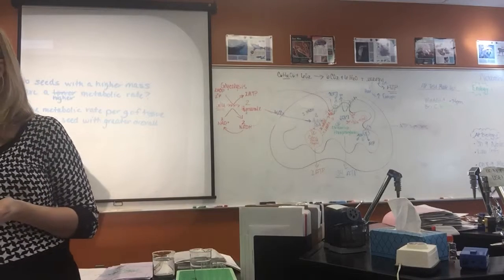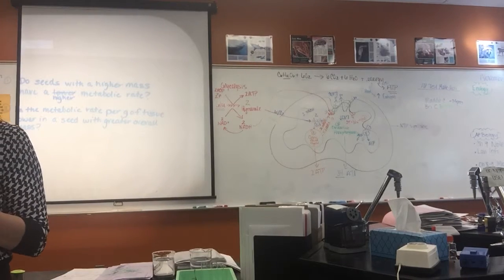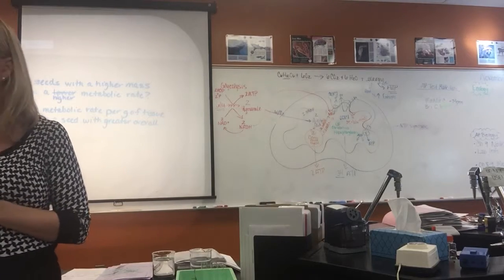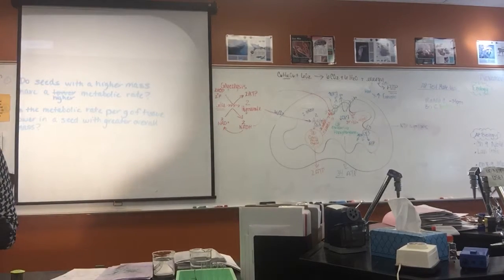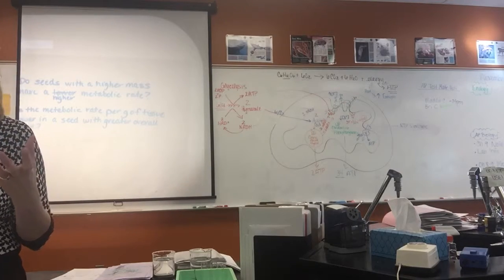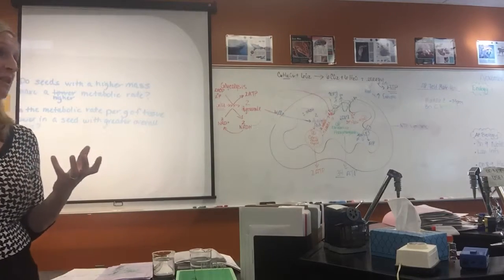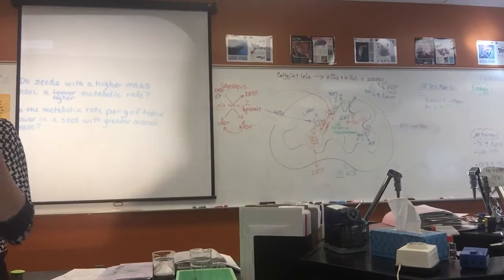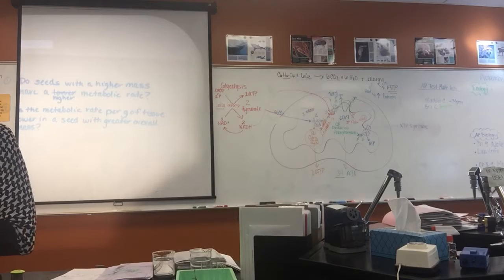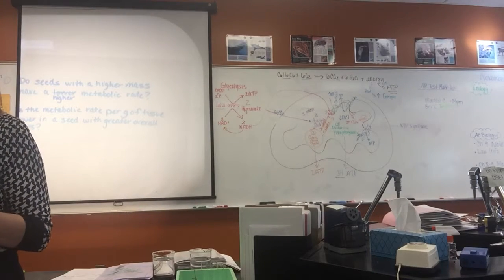And then the second question is, is the metabolic rate per gram of tissue lower in a seed with greater overall mass? That second graph we learned with animals is that gram for gram, the animal that has the greater overall mass, like the elephant, has a lower metabolic rate than a gram of a mouse. And so we want to see if that also is true for seeds.